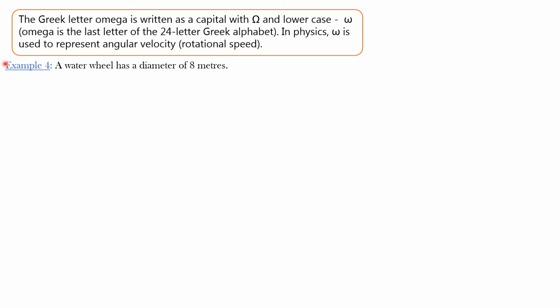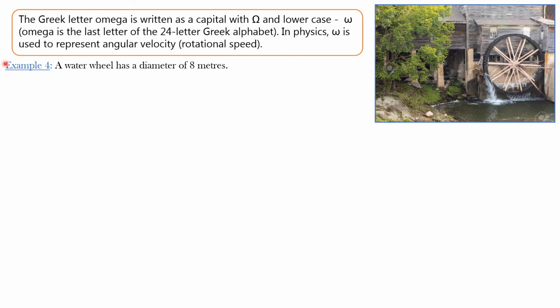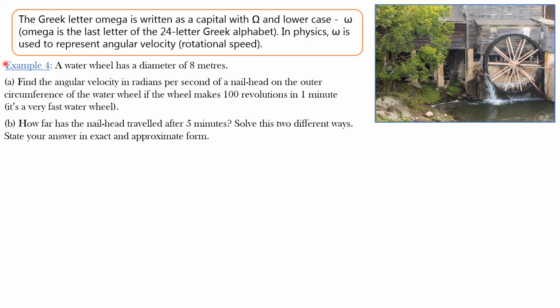We have a water wheel with a diameter of 8 meters. So I looked for a picture, and I don't think this diameter is 8 meters, but I wanted to give you a visual of what a water wheel is. We're going to find the angular velocity in radians per second of a nail head on the outer circumference. So somewhere on the outer circumference of this water wheel there is a nail, and it's spinning around as the water wheel is spinning around. And we want to find the angular velocity, so like the speed that it's rotating around. Now this wheel makes 100 revolutions in 1 minute, so it's pretty fast.